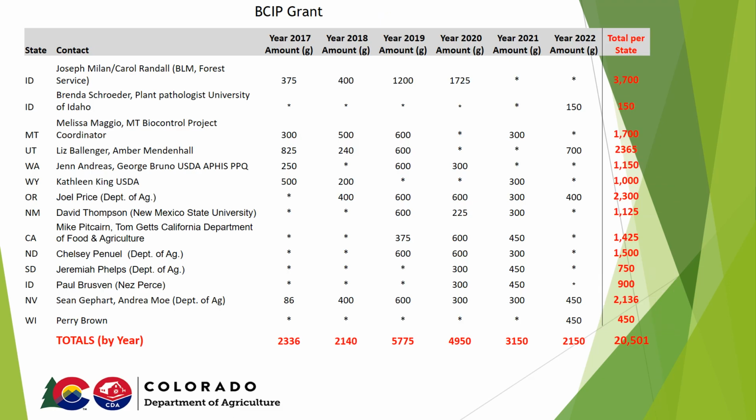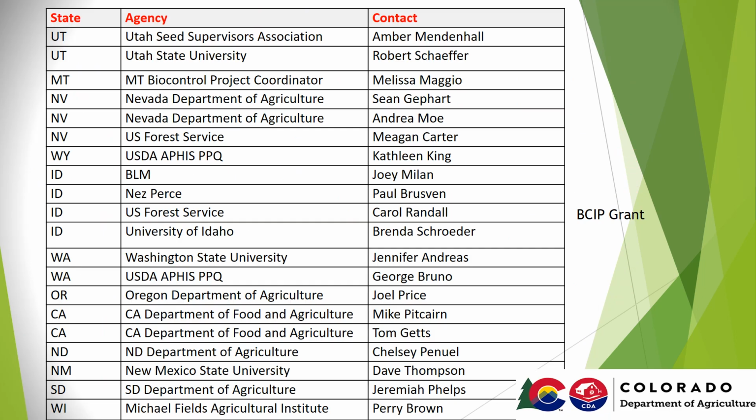This table shows the year each state requested spores and the total spores received after 6 years. As nursery sites are developed in each state, these numbers should decrease. And the last thing I want to mention about the BCHIP grant, again thanks to Carol Randall for her extensive outreach, we were able to interface with multiple agencies, including several state departments of agriculture, U.S. Forest Service, BLM, USDA APHIS, and multiple out-of-state universities.